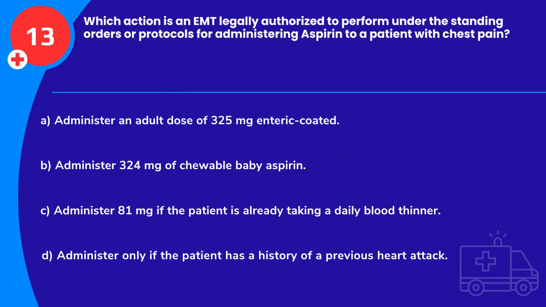Question 13. Which action is an EMT legally authorized to perform under the standing orders or protocols for administering aspirin to a patient with chest pain? A. Administer an adult dose of 325 milligrams, enteric-coated. B. Administer 324 milligrams of chewable baby aspirin. C. Administer 81 milligrams if the patient is already taking a daily blood thinner. D. Administer only if the patient has a history of a previous heart attack.